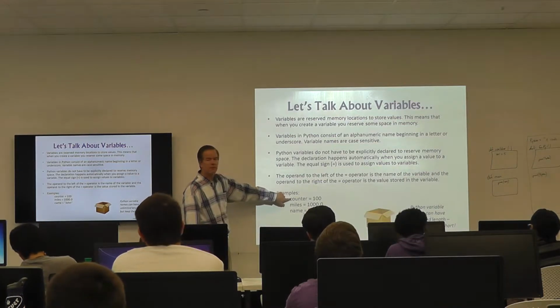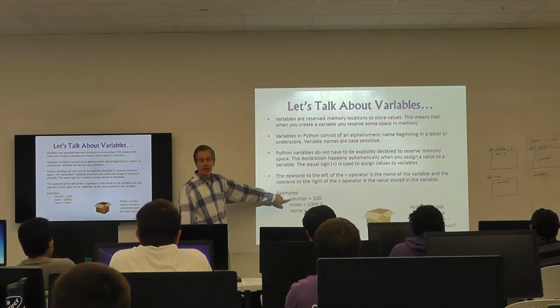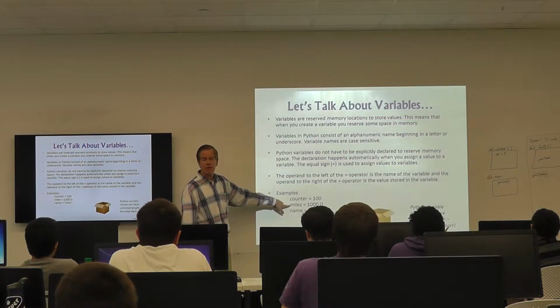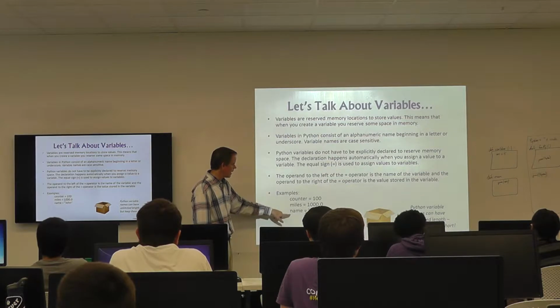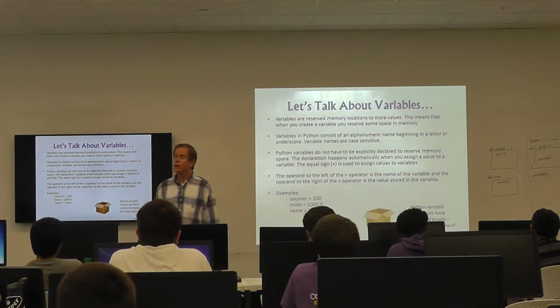So counter would be what type of variable? Integer. Miles would be what type of variable? Float. And how would you know it's going to be a float? Decimal, exactly. And name would be what type of variable? A string. Exactly.